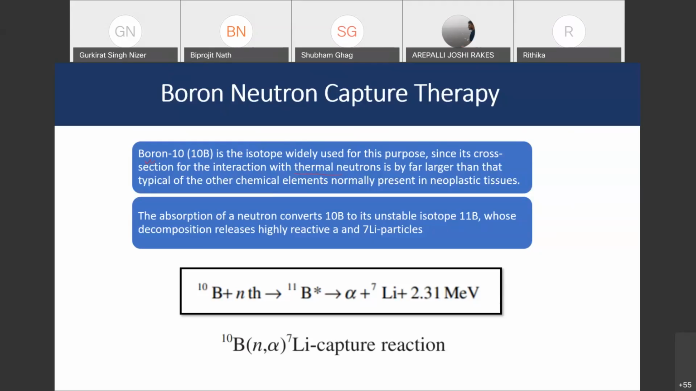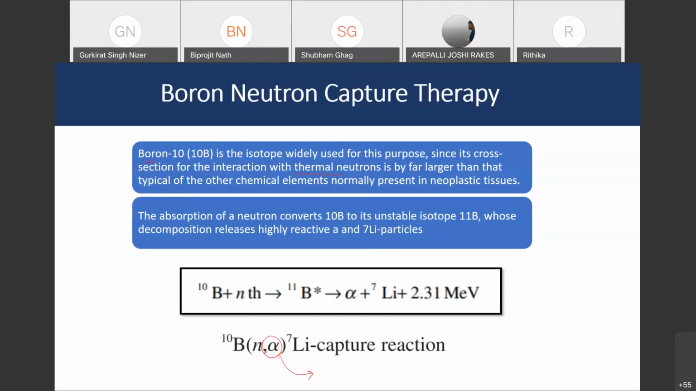One more thing is that boron 10 is taken up mostly by the neoplastic tissues or neoplastic cells. Why neoplastic cells take up boron 10, we'll talk about later. But as of now, you should keep in mind that boron 10 is taken up more by the neoplastic tissue. The absorption of a neutron converts boron to lithium and emits an alpha particle. And we know that alpha particles have high LET, deposit energy over a short range, and kill the cell by creating molecular lesions like double strand breaks and single strand breaks, or a higher number of unrepaired double strand breaks, and thus it kills the cell.